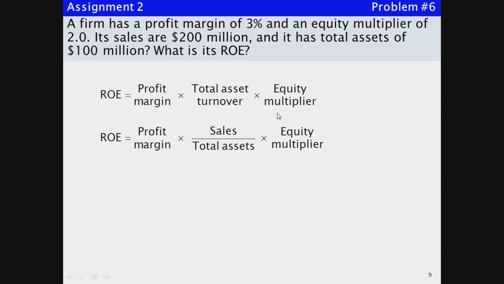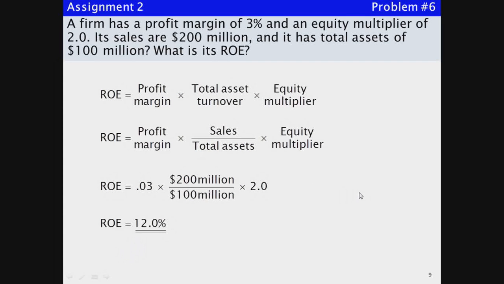The equity multiplier is 2, so I'll simply leave it as equity multiplier, because we can simply plug in 2 for equity multiplier and 0.03 for profit margin. We don't have the total asset turnover, so I wrote that as it's computed, which is sales over total assets. Now plugging in, ROE is 0.03, that's the profit margin that was given. 200 million for sales, 100 million over total assets, that means our total asset turnover is 2, equity multiplier is 2, and therefore ROE is 12%.